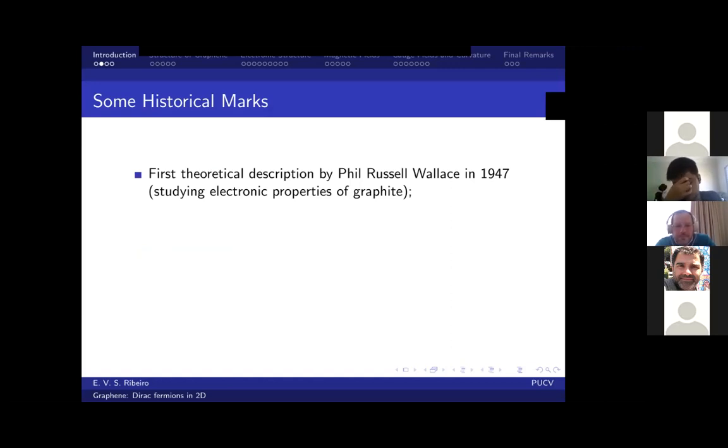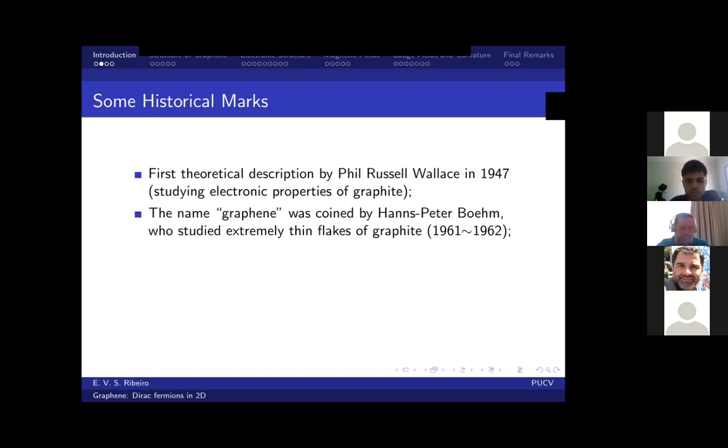The first thing about graphene, some historical notes: it was first theoretically described by Philip Russell Wallace in 1947. He was trying to study the electronic properties of graphite, and he imagined these 2D sheets of carbon atoms to describe its electronic properties. Sometime later, Hanns-Peter Boehm coined the name graphene while studying extremely thin flakes of graphite. In a certain way, he was the first person to synthesize graphene. Even Andre Geim and Konstantin Novoselov credit him for discovering graphene.